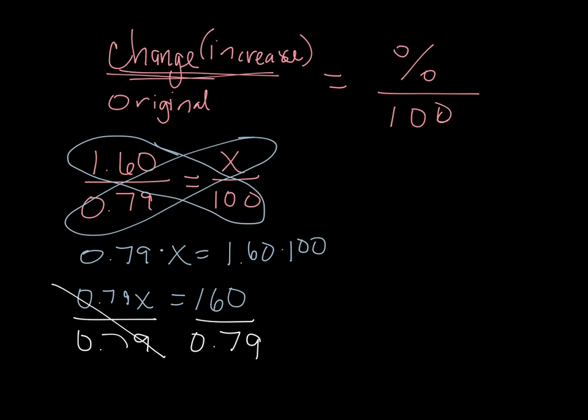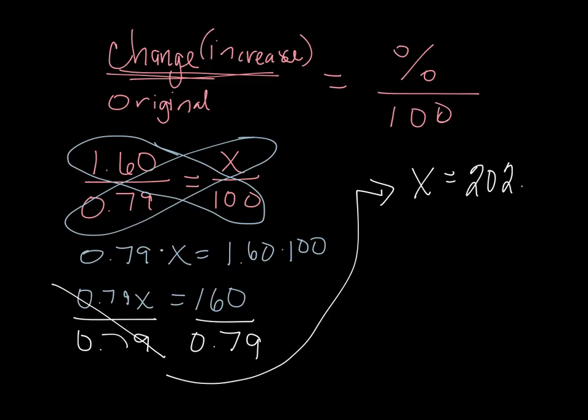Those cancel out because they're the same. I'm going to go over here so I have room. So I have x equals, and of course I'm going to use my calculator to do 160 divided by 0.79. You're going to find it's going to equal this big long number. It's going to equal 202.5316, and it goes on like this. That is a 6 there, okay?